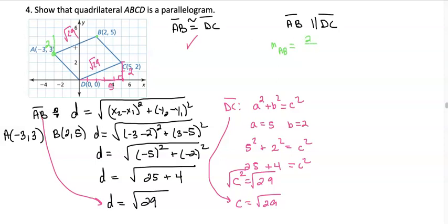I got my rise is 2, and my run is 1, 2, 3, 4, 5. My run is 5. And I'll do the slope of DC here. All right, so I kind of have this here already. I did it before. My rise is 2, and my run is 5. So both lines are parallel, and both lines are congruent. Therefore, this is a parallelogram by just showing one pair of opposite sides, both parallel and congruent.